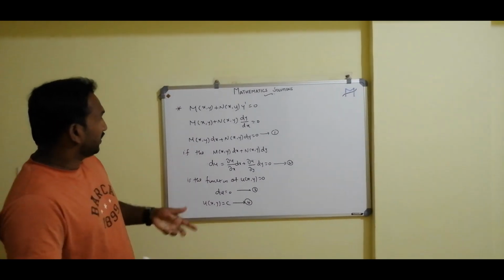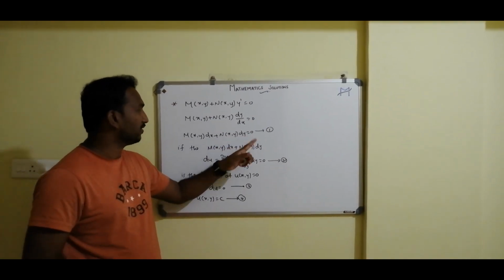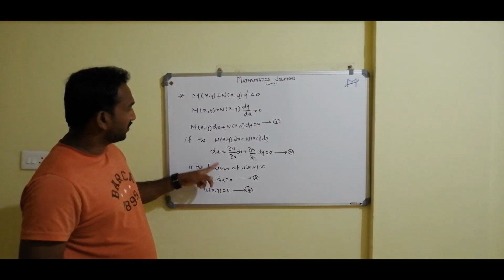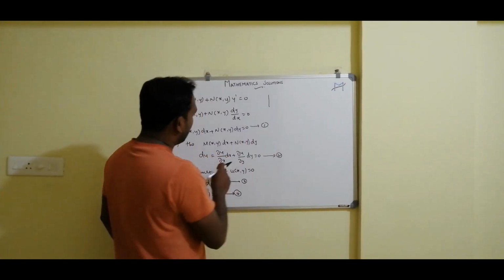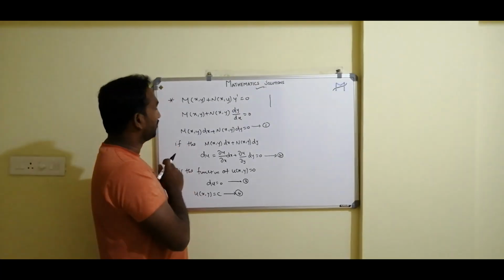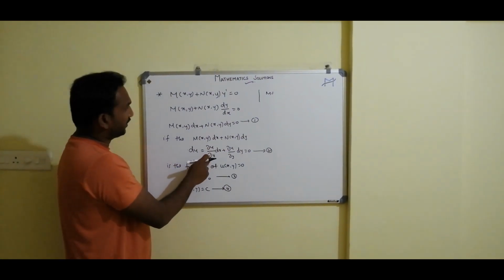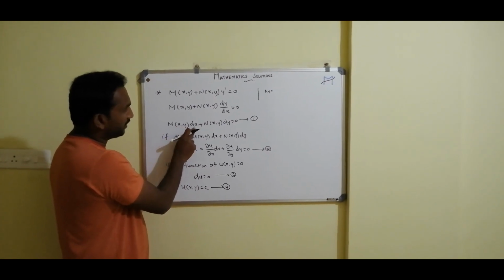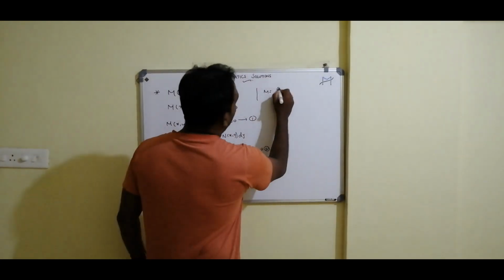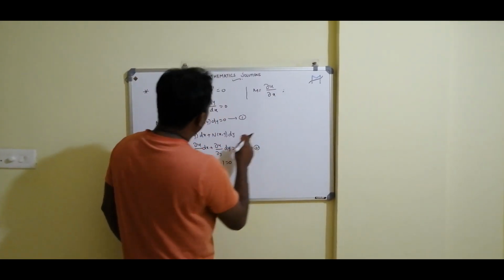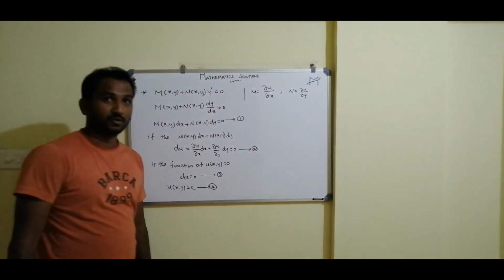Now we have the first equation M(x, y) dx + N(x, y) dy = 0, and the second equation du = 0. Compare these two equations, and we can find the M value and N value. So what is the M value? M is equal to ∂u/∂x, because M(x, y) dx corresponds to ∂u/∂x dx. So M = ∂u/∂x, and one more equation we have, that is N = ∂u/∂y.